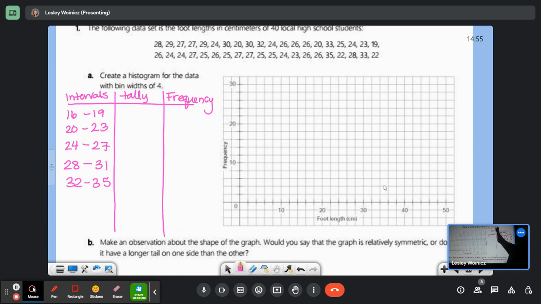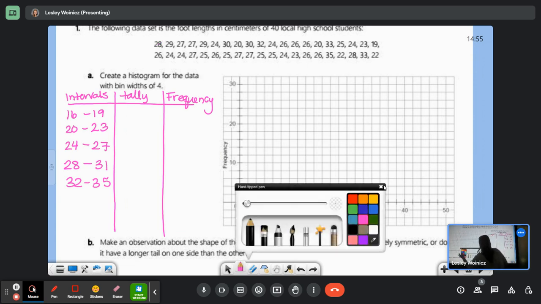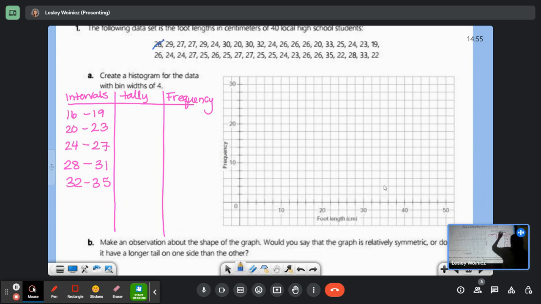So my 28, I'm going to put in the 28 to 31 bin. And I'm not going to use pink because I already used a lot of pink and it's kind of overload. Okay, so 28 is going to go in this bin. Everybody okay with that? Okay, the 29 is going to go in the next bin. Just kidding, same bin. The 27s, there's 2 27s, boom, boom. They're going to go in the 24 to 27 bin. 29 goes in the 28 to 31 bin. 24 in the 24 to 27.